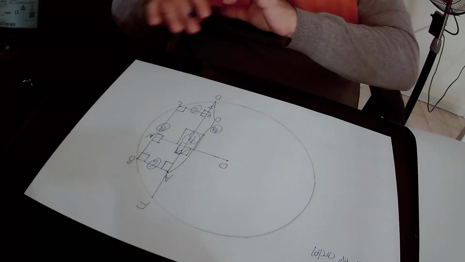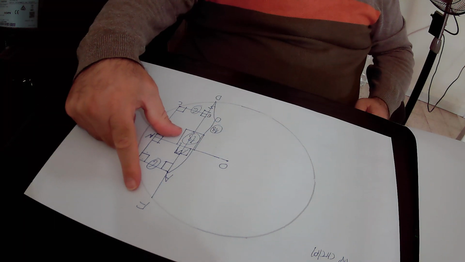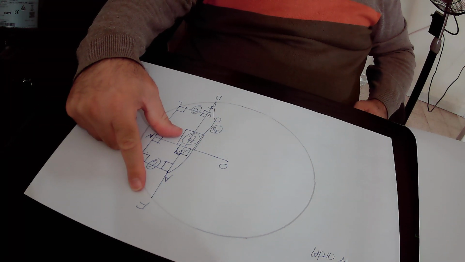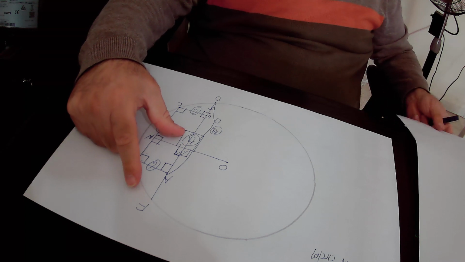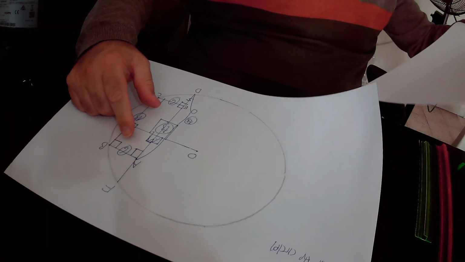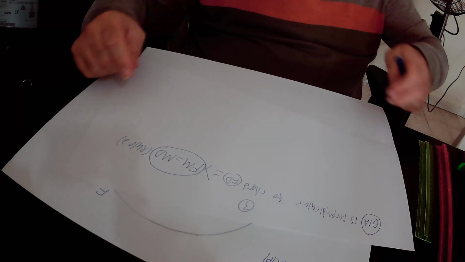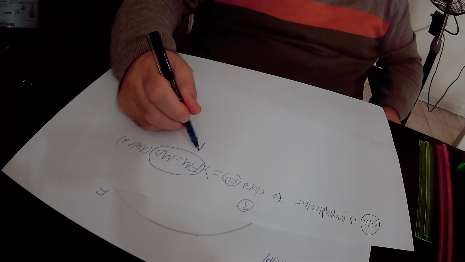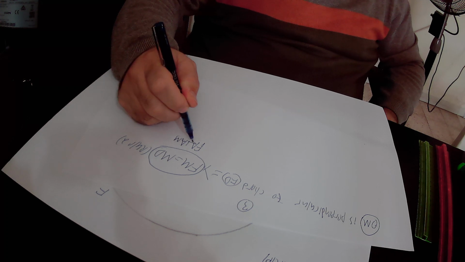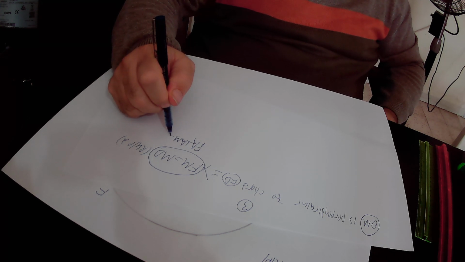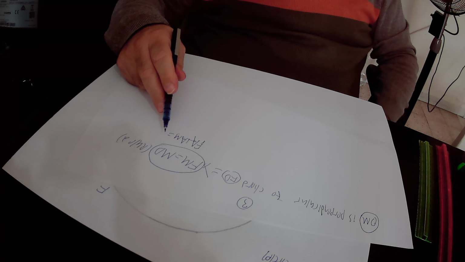Here FM, it is very easy to see that FM equals FA plus AM. FA plus AM equals FM. So I write it down. FM equals FA plus AM, and it is equal to MD.